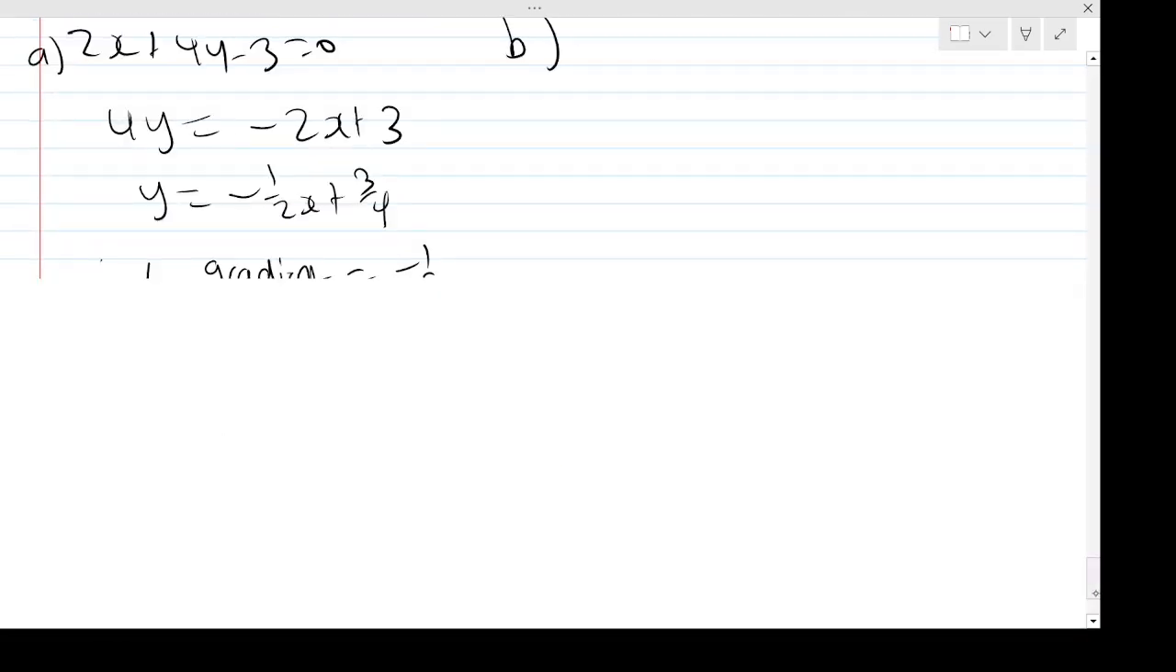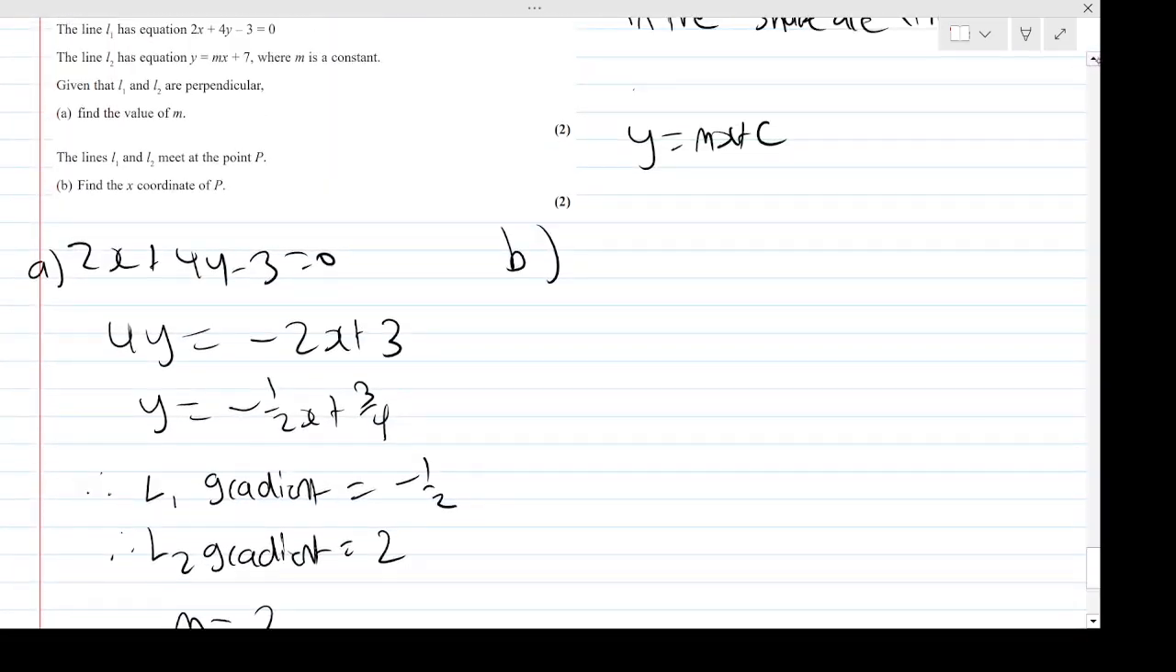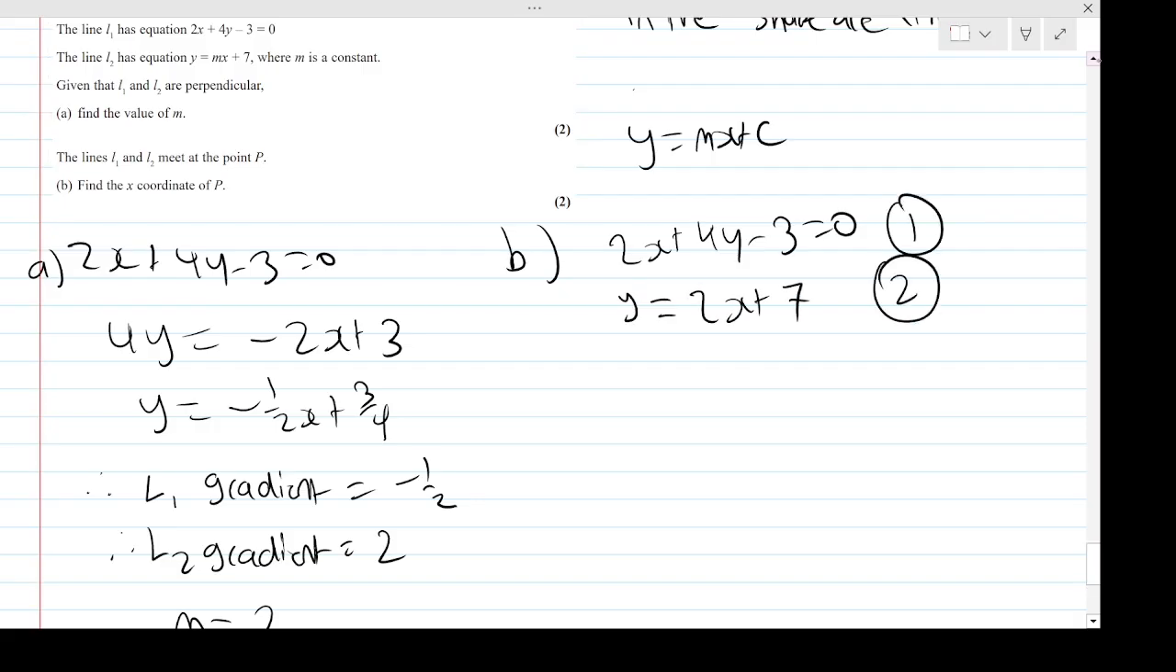So again, that's considering intersections. So the two lines intersect, that means we need to equate them together. Well, we know the equation of L1 is 2x plus 4y minus 3 equals 0. That was given to us there. But we also know what L2 is now, because L2 is y is mx plus 7, but we know that m was 2. We worked that out, so it'd be 2x plus 7. Well, these are simultaneous equations, right? So I can solve that, substitute it to get the x and y. So that would be the point of intersection if I equate them together.